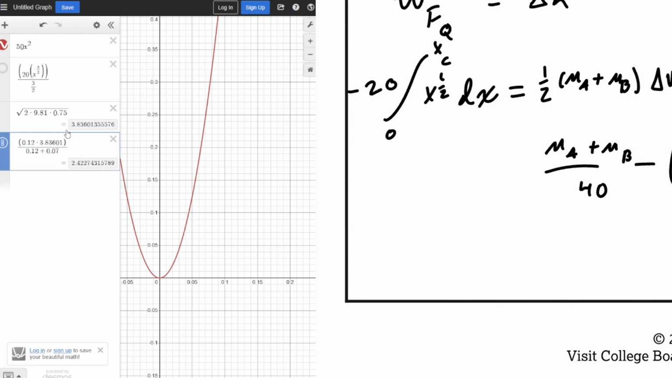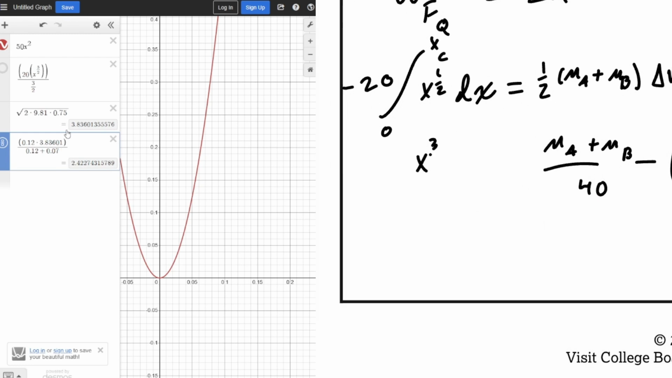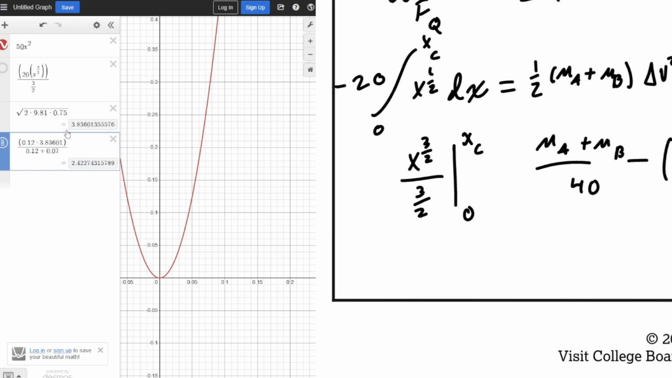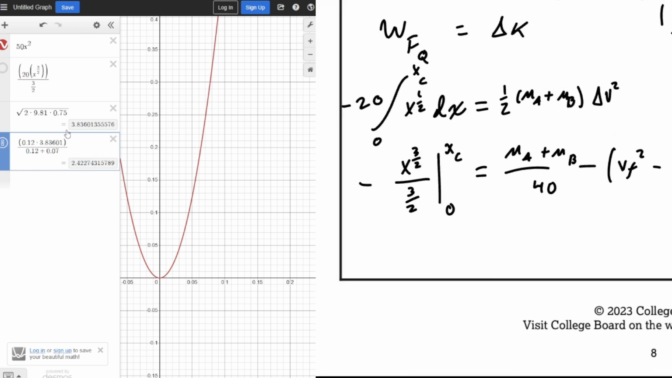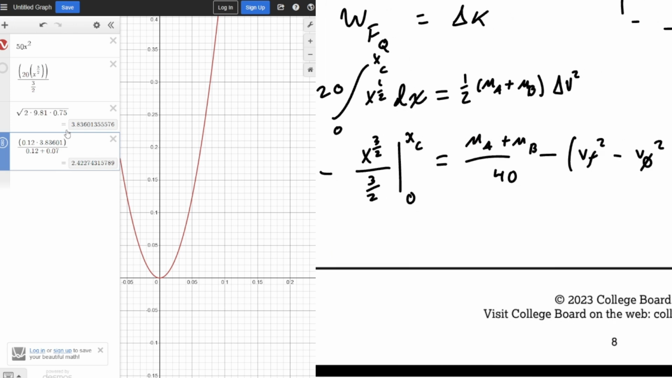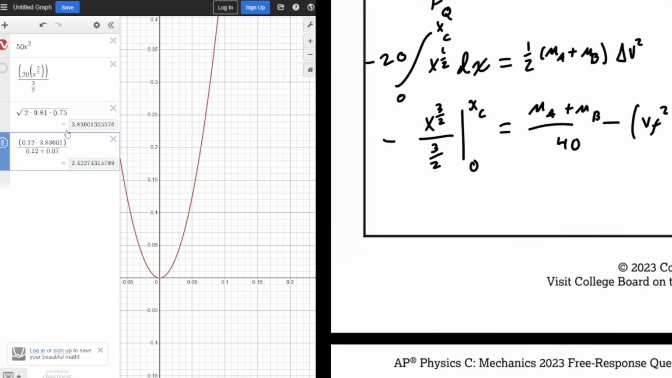So I'm going to simplify this integral. The integral of x to the 1/2 is going to give us x to the 3/2 divided by 3/2 from the limits of 0 to x compressed. And we're going to make that negative. And then we're going to put the equals to here. So that negative, I'm just going to multiply on by both sides. Well, it'll come out in a second.